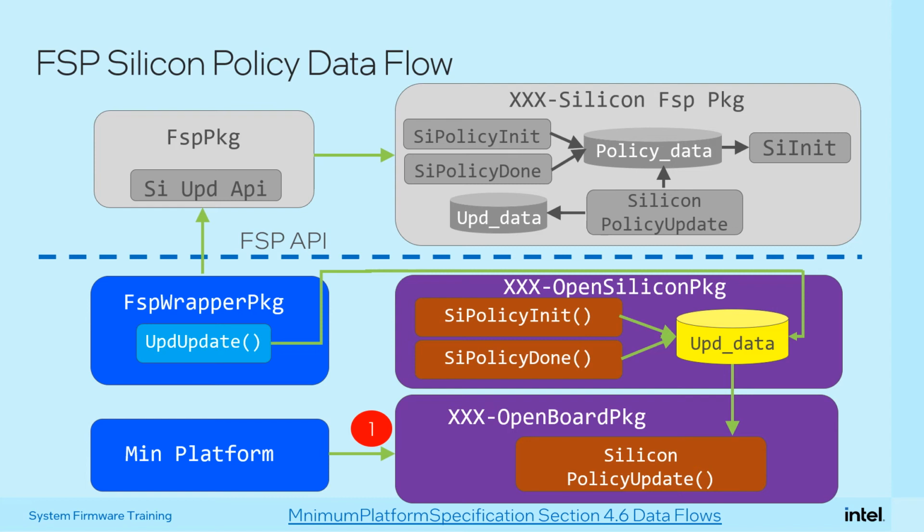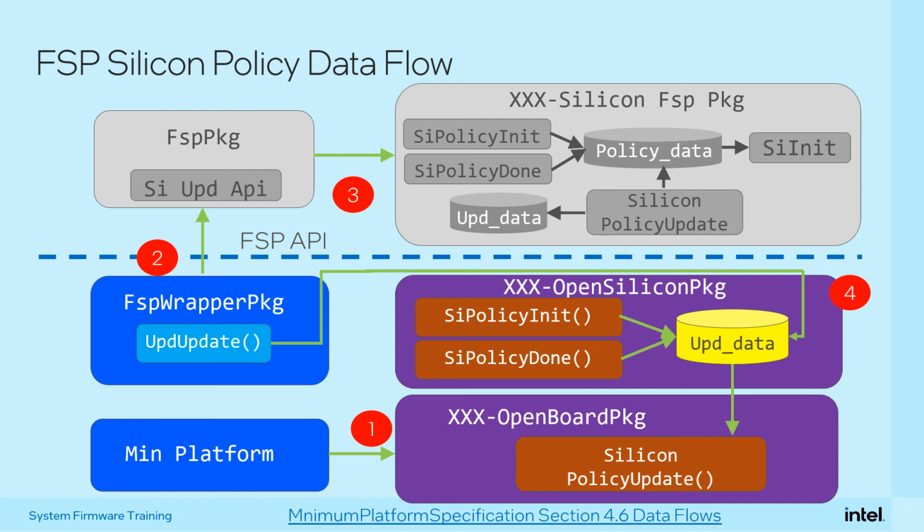1. The min platform package will have a hook to the family open board package for the silicon policy update function. Then the silicon policy update function will use platform configuration data from PCDs etc. to update the UPD data structures. 2. The FSP wrapper will call the entry point of the FSP API. 3. The FSP API will use the UPD data structure initialized by the platform family open board package. 4. Upon completion of the FSP API, the platform family silicon package will call the silicon policy init function.